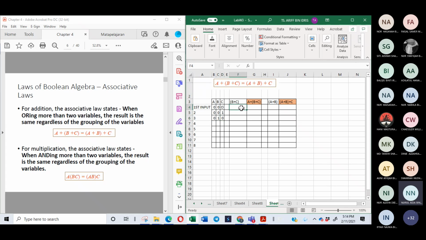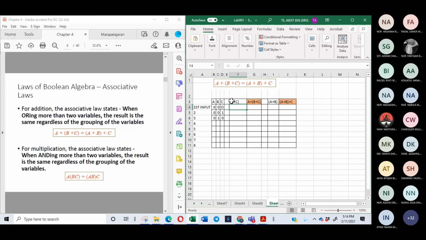Okay, so we see this expression, right? Before we can prove that A plus bracket B plus C is equivalent to bracket A plus B plus with C, you can show the workings like this. You do the B plus C first. Are you clear, class?